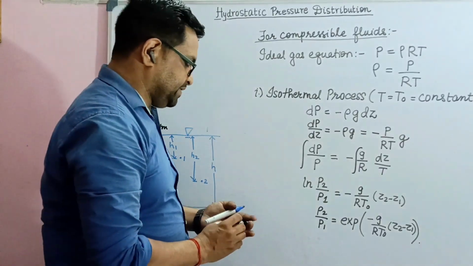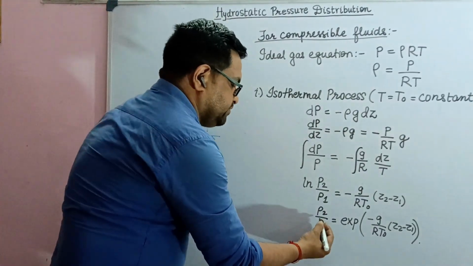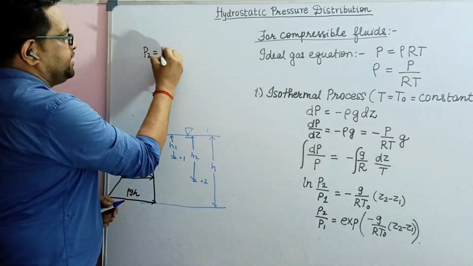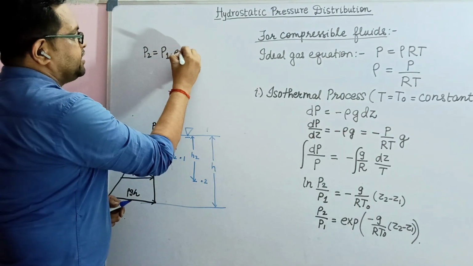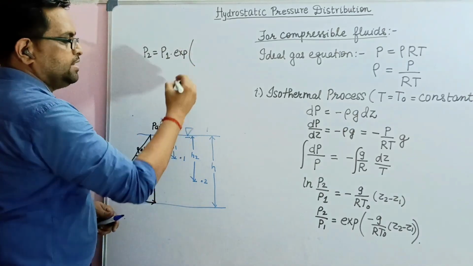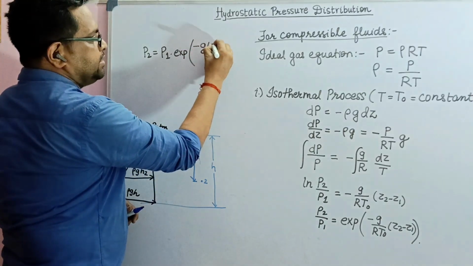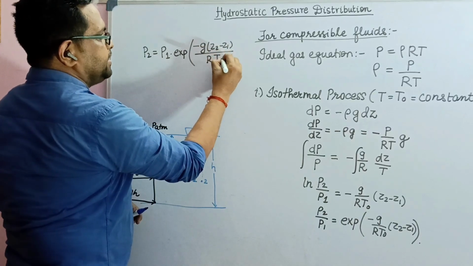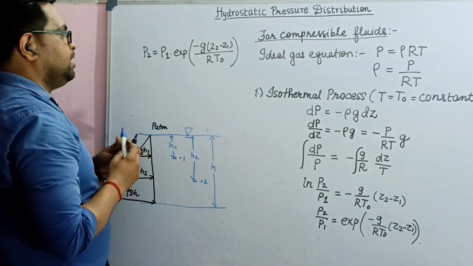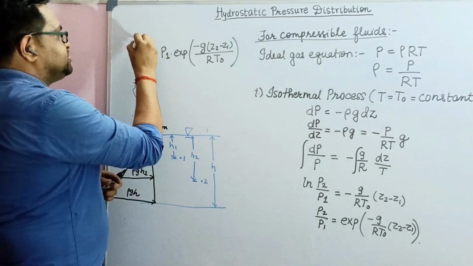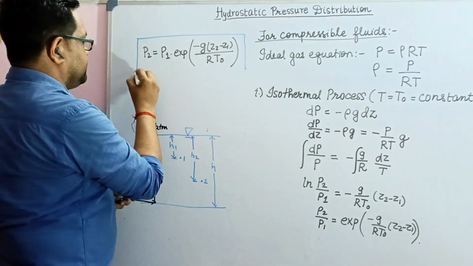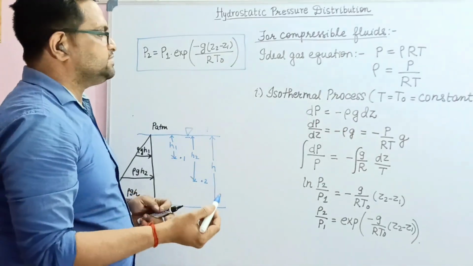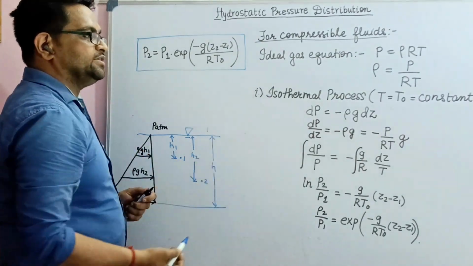So this is the expression which we have got. From here we can also write down that P2 can be written as P1 times the exponential term, minus g (Z2 minus Z1) upon R T naught. So this is the variation of pressure for a compressible fluid, or for a gas, in case when the process is an isothermal process.